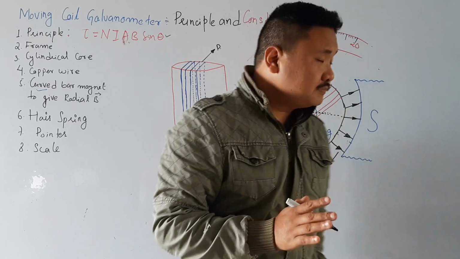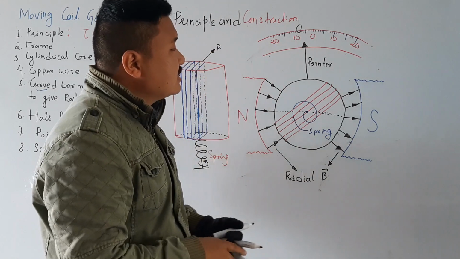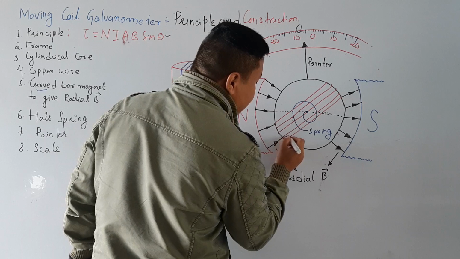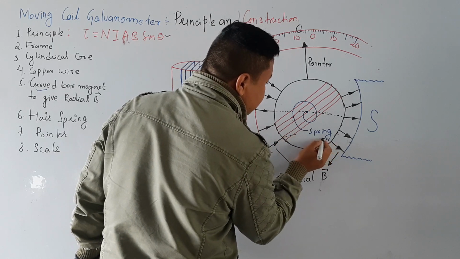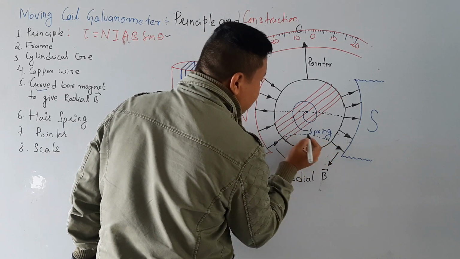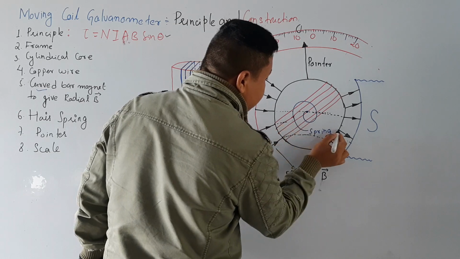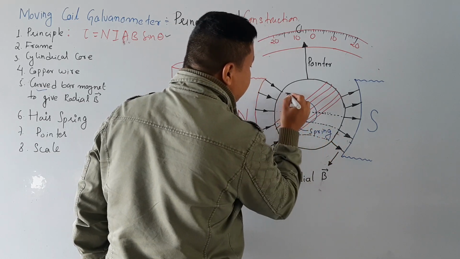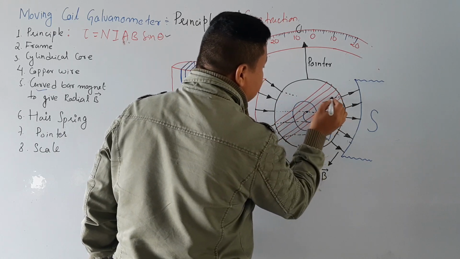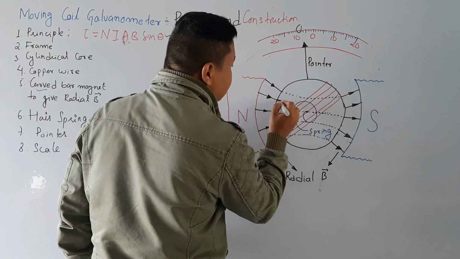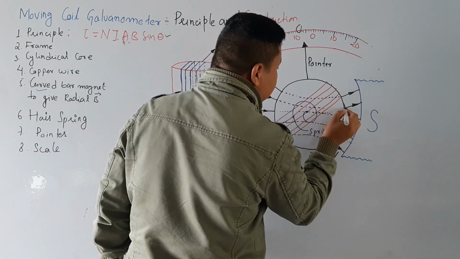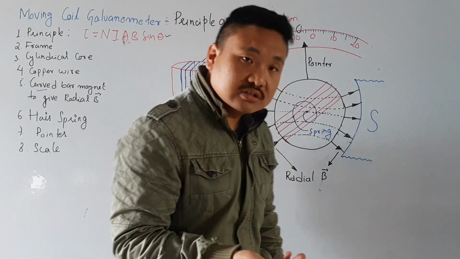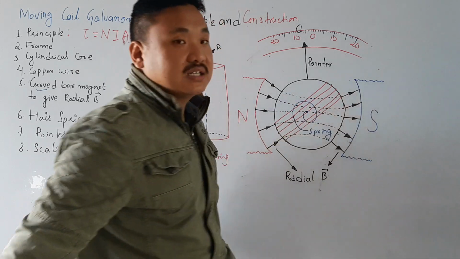So in fact, how does it look? It looks like this. The magnetic field is in this manner. This dotted line is not important, but I am telling you how it looks. This is the magnetic field and this is the magnetic field. They are not intersecting each other. This is how the magnetic field passes.